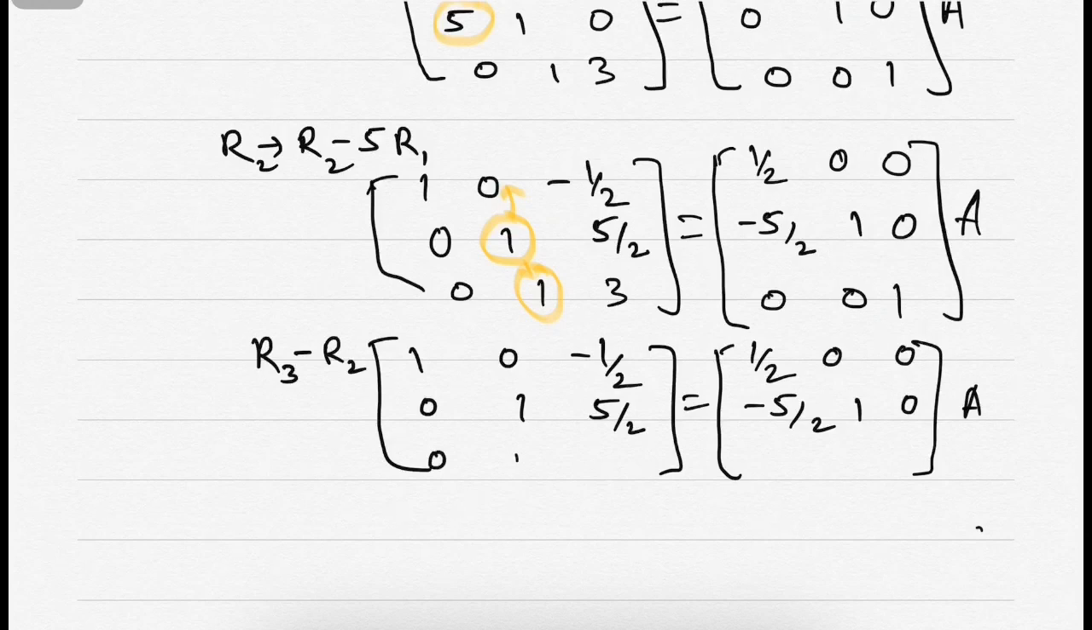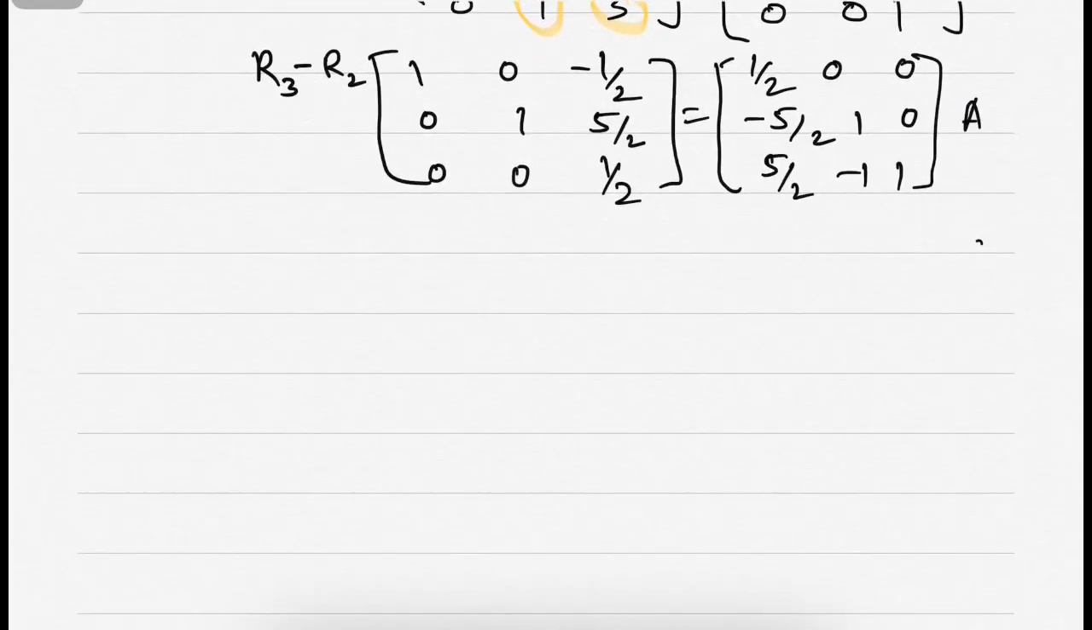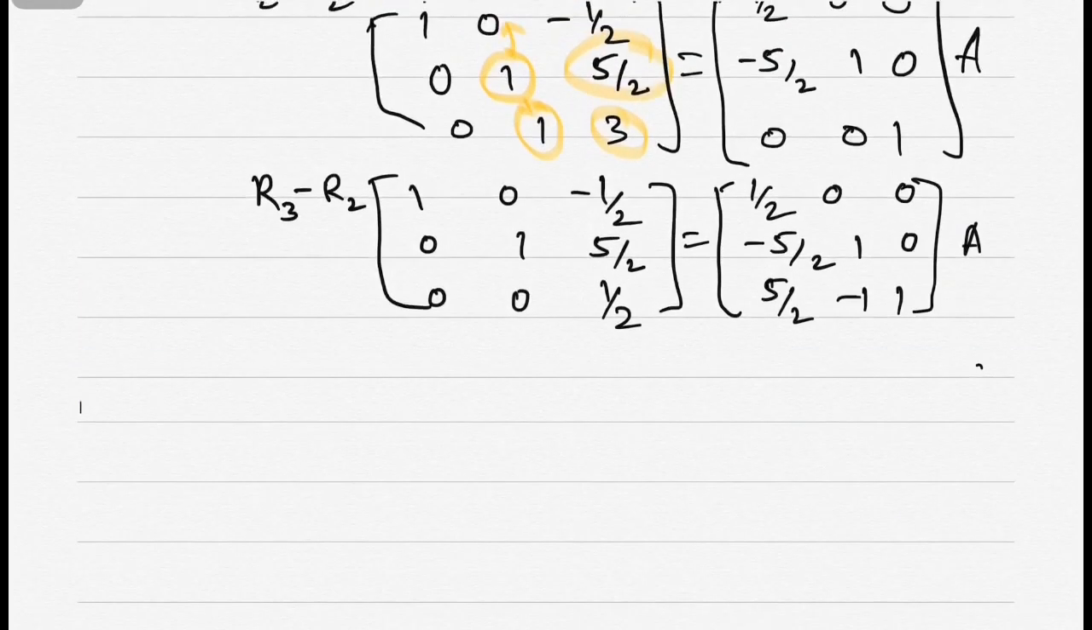So here we'll get 0, here also we'll get 0. Now R3 minus R2: 3 minus 5 by 2 is 1 by 2. On the right side also, we'll have 5 by 2 minus 1, and 1.